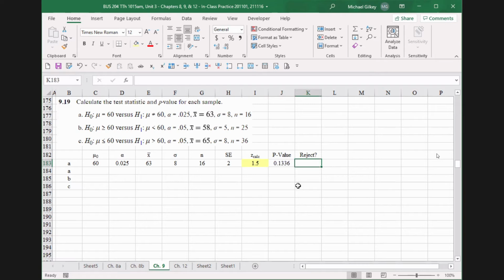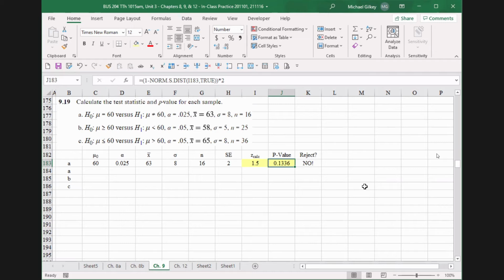If it's less than alpha, we reject. It's not less than alpha. Bingo. So do I reject? No. This number is clearly not less than that number. So we don't reject. So there's the p-value. And then there's our decision. Is everybody okay?